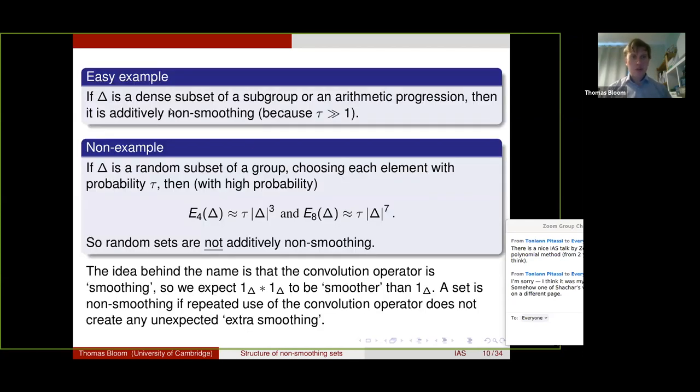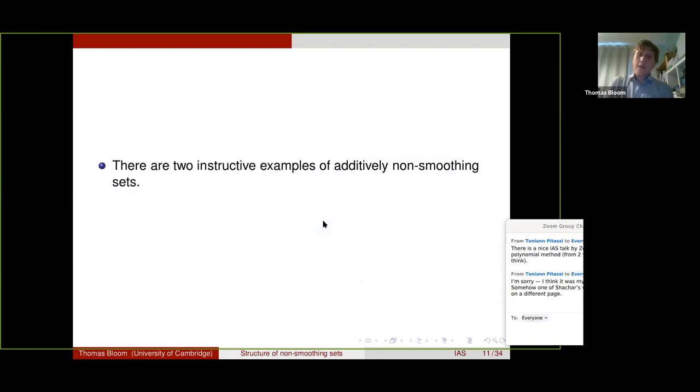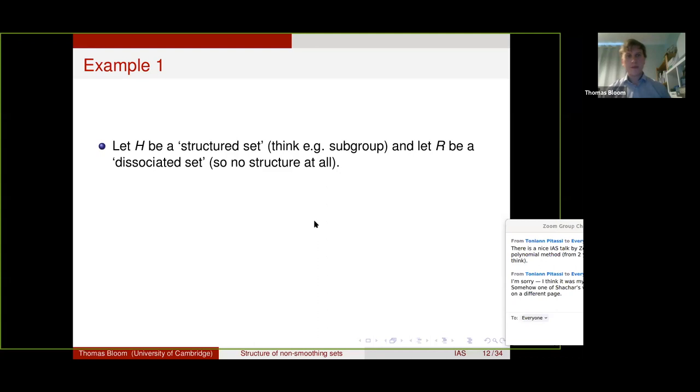Okay, so we've seen a trivial example, but I'm now going to convince you that there are many more examples, and in particular, there are examples of sets which are additively non-smoothing for any choice of tau. So it happens not just at tau being constant, but at any tau between tau being equal to 1 and tau being very small, all the way down to 1 over delta. Okay, so here's the first example.